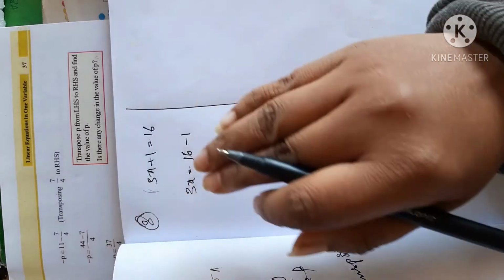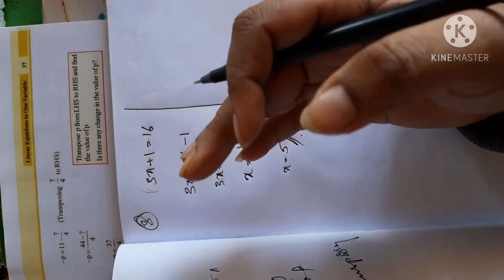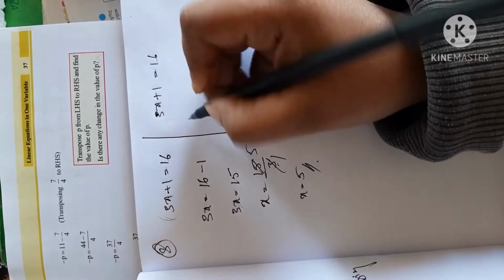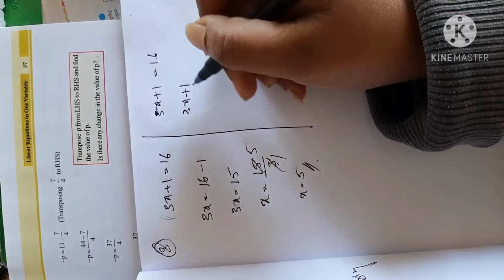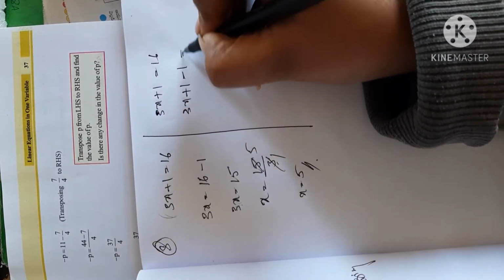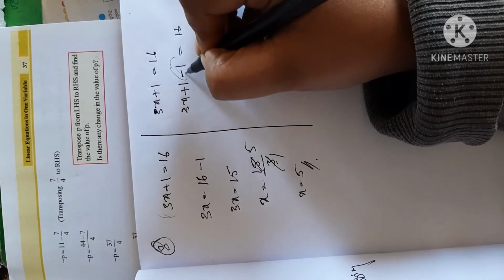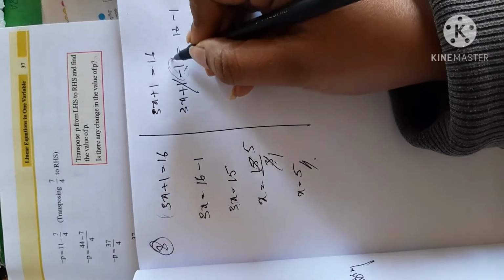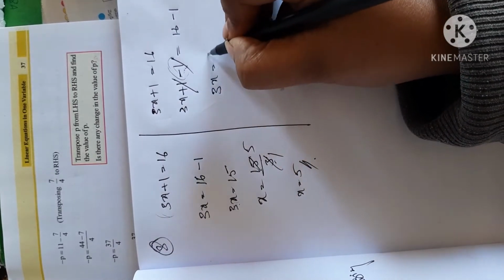In the process of transposing, the original method is 3x plus 1 is equals to 16. 3x plus 1 is there, I want to remove that plus 1. Because you are adding 1 here, you write an extra minus 1, and you need to write the same thing on the right side, 16 minus 1. So plus 1 minus 1 becomes 0. 3x is equals to 15.